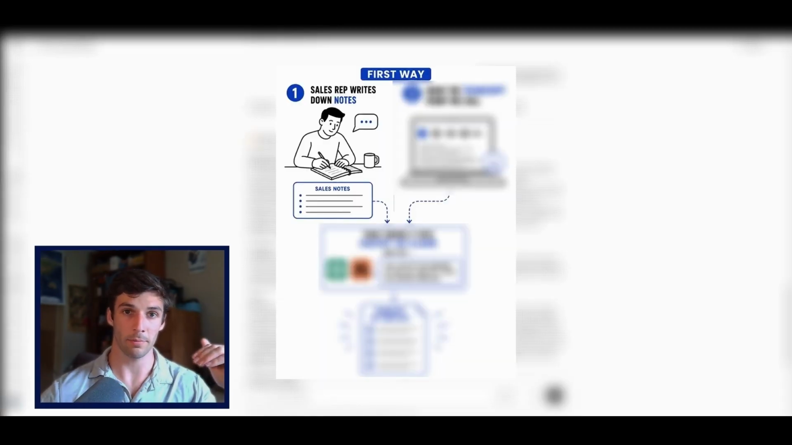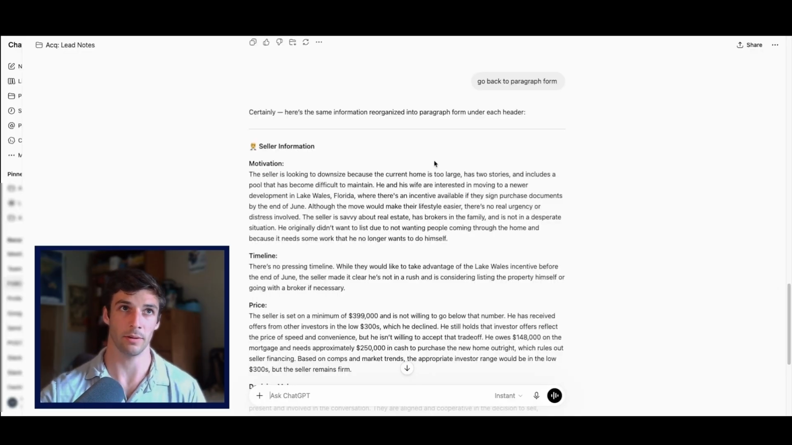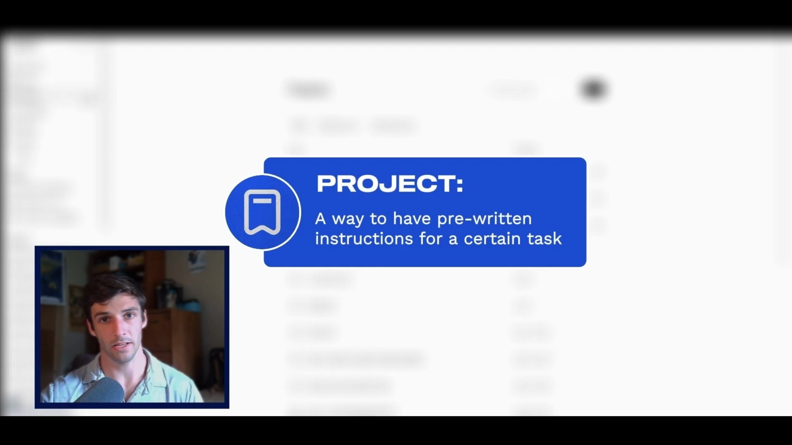One, the sales rep can write down notes and then just grab that transcript and throw it into ChatGPT or Claude and say, hey, give me the summary of this call and put it into the certain template. And so it starts with creating a project, and a project is a way to have pre-written instructions for a certain task or a question that you find yourself asking multiple times.